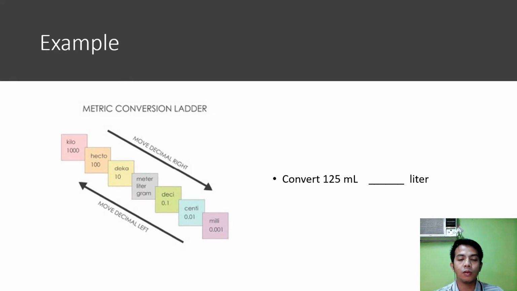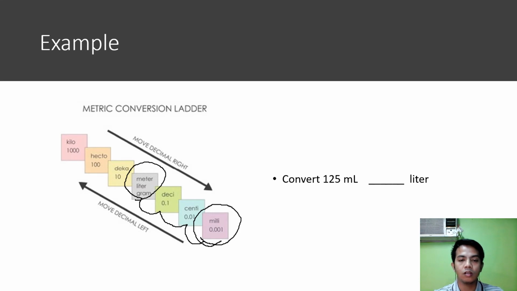So for example, we need to convert 125 ml to liter. So milliliter is here. This is the last step in the ladder method. So we need to move 3 upward. So 1, 2, 3. So here it is, the liter.